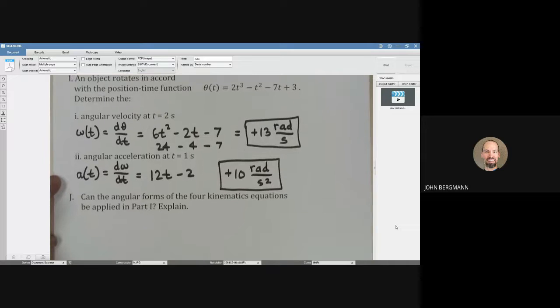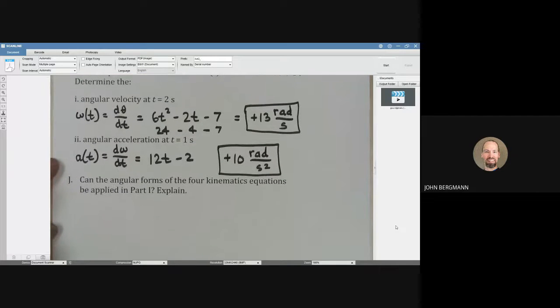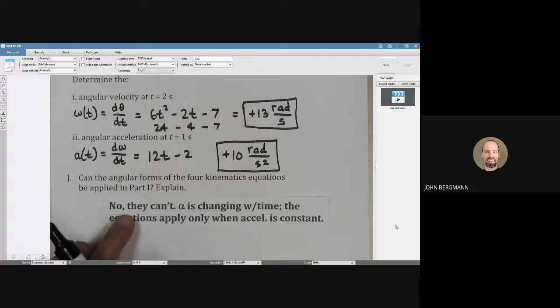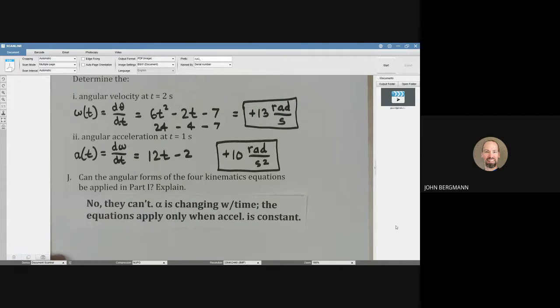Can the angular forms of the 4 kinematics equations be applied in part I? In other words, up here, could we, if we needed to, use the 4 kinematics equations to help us deal with some other aspect of that motion? And the answer is no.